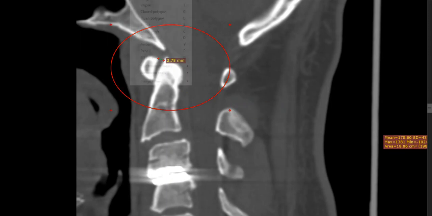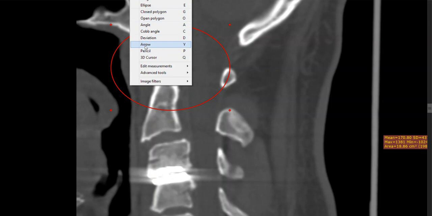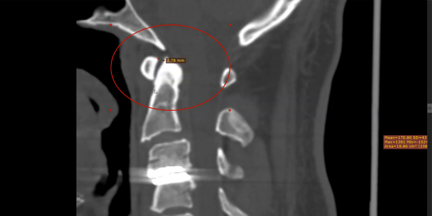Let me use the pencil. So this is A, D, I. It's an atlantodental interval. That's that space. And this is anterolisthesis.